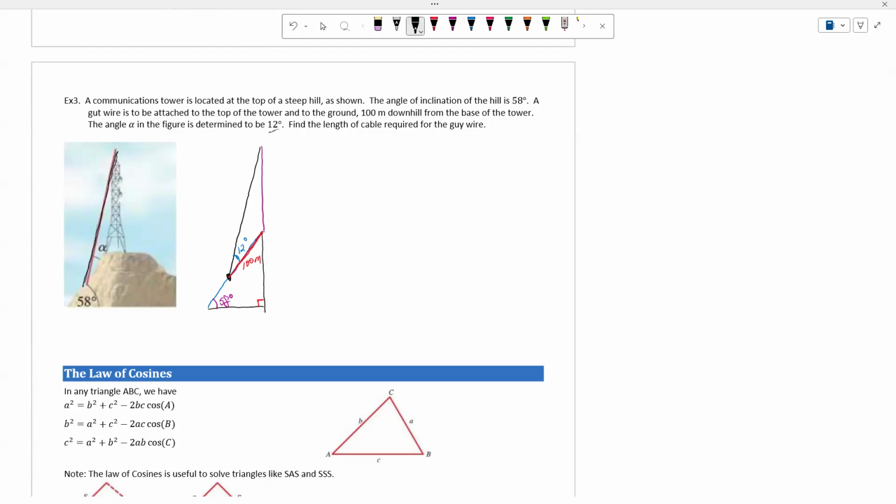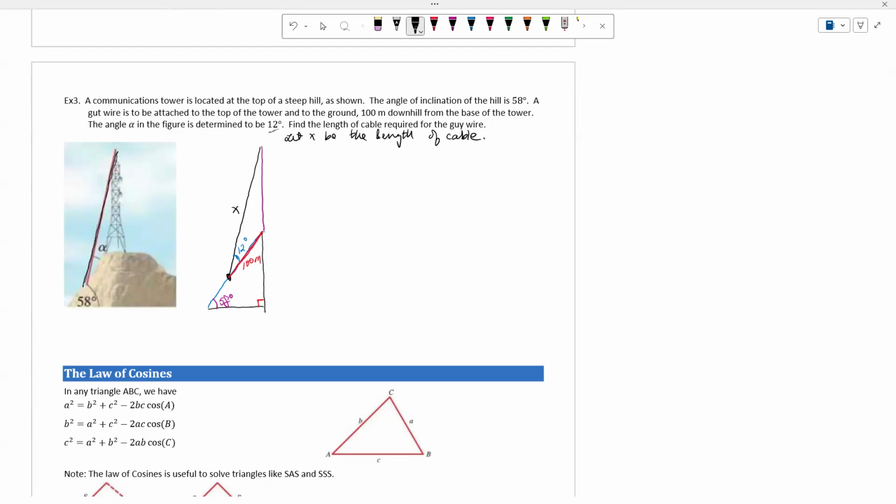First of all, what I want to find is the cable, the length of the cable. So maybe let us do this. I would like to let X be the length of the cable. This is what we want.